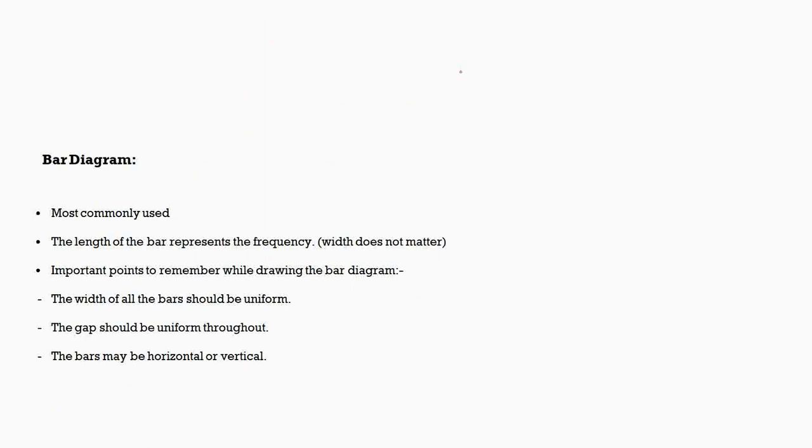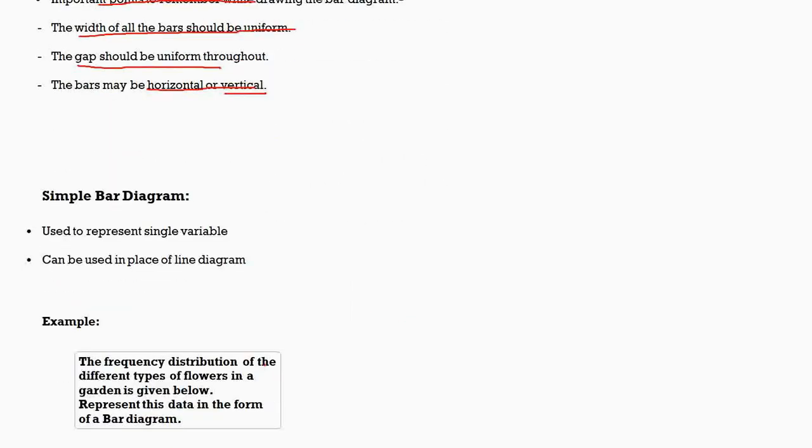Bar diagrams are the ones that are most commonly used, and the length of the bar represents the frequency. So over here the width does not matter, but we have certain points that we need to remember while drawing the bar diagram. The width of all the bars should be uniform, and the gap between each bar should be uniform, and the bars can be horizontal or vertical, but mostly vertical bars are preferred. So let us see the simple bar diagram first.